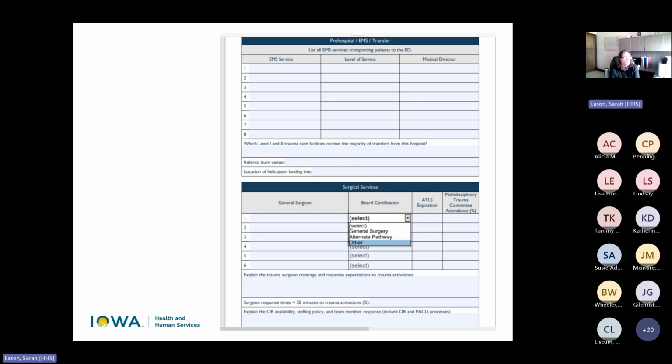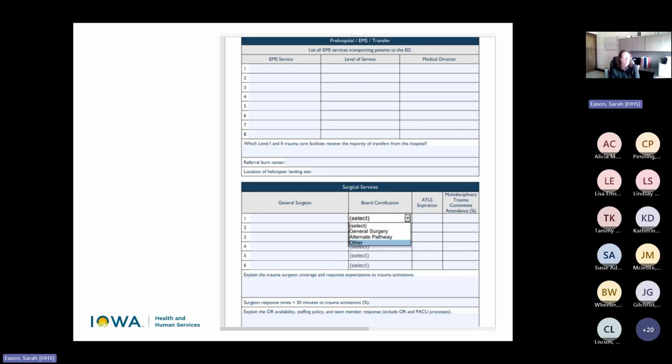Some really basic questions. What level 1 and level 2 care facilities do you transfer to? This is actually the snapshot from the level 3 SACA, because the level 3s transfer to the 1s and 2s. This question is worded to which higher level trauma centers for a level 4 SACA, because a level 4 may transfer to a level 3.